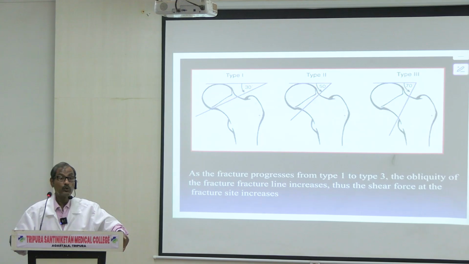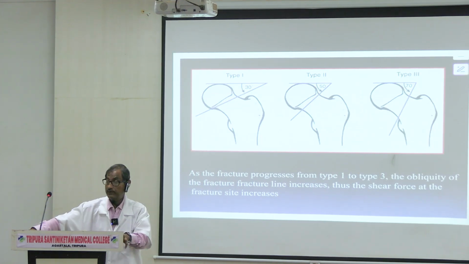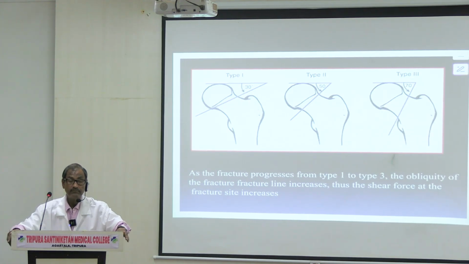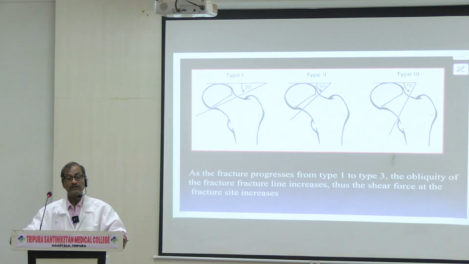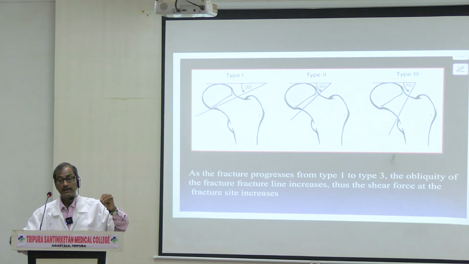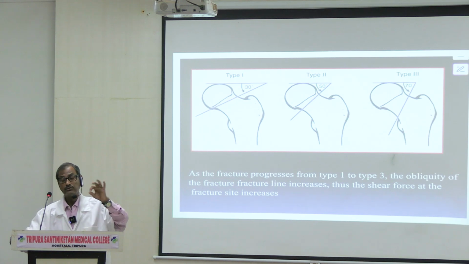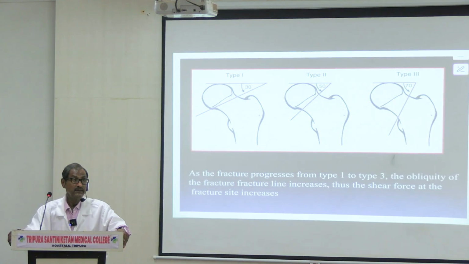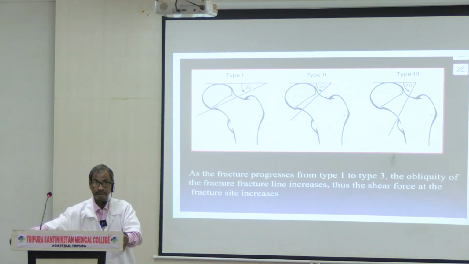Number 1 is local vascularity. Vascularity is important because when union occurs, osteoblasts reach the site through the local blood vessels. If there is no blood vessel, osteoblasts will not go. Osteoblasts lay down new bone, and that is called callus, C-A-L-L-U-S. So callus will not be formed if osteoblasts are not there.